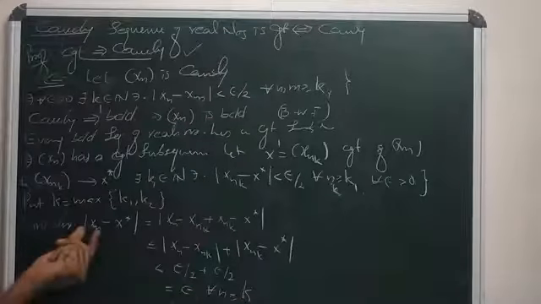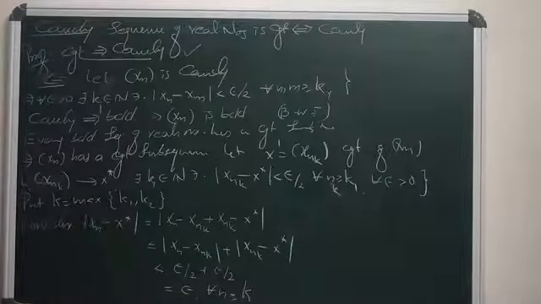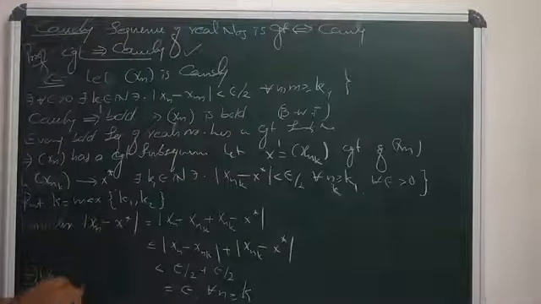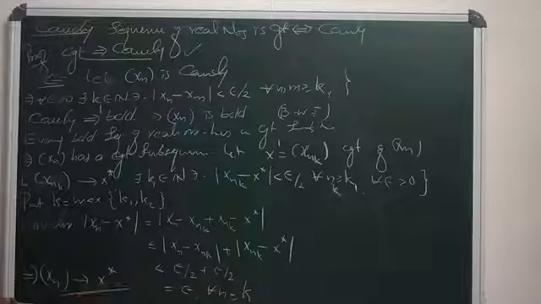That means xn converges to where? xn converges to x star. That means a Cauchy sequence is convergent. So this is the Cauchy criterion. Every convergent sequence of real numbers is Cauchy, and every Cauchy sequence of real numbers is convergent. No doubt, every Cauchy sequence of real numbers is convergent.